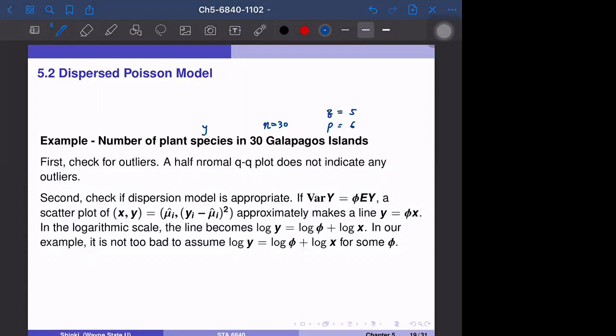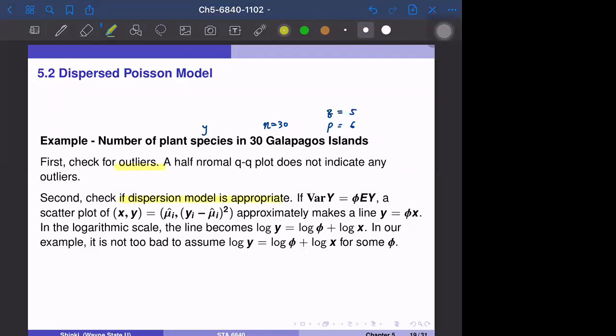In section 5.1, we have seen that even though we have the 5 predictors, the model isn't really good enough to be accepted against the saturated model. So we have to improve the situation. First we check the outliers, and also we want to check if the dispersion model is appropriate.